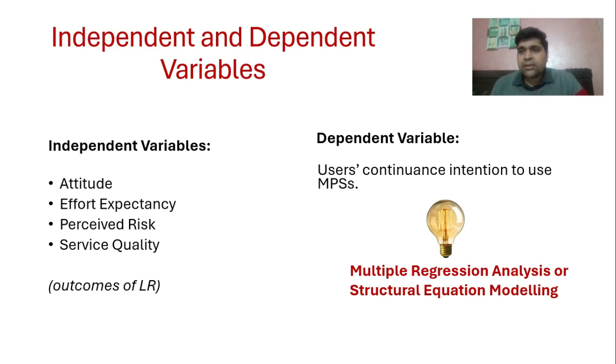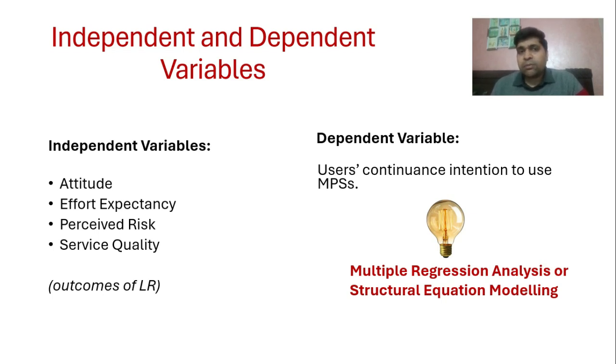But in the literature itself, the author says that they are given in the context of technology adoption. Other technology adoption, maybe a mobile phone technology or maybe internet banking, but not mobile payment system. This is the research gap. So the dependent variable is user's continuance intention, whether I will continue or not.